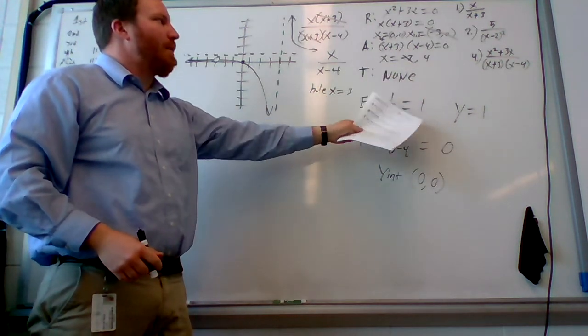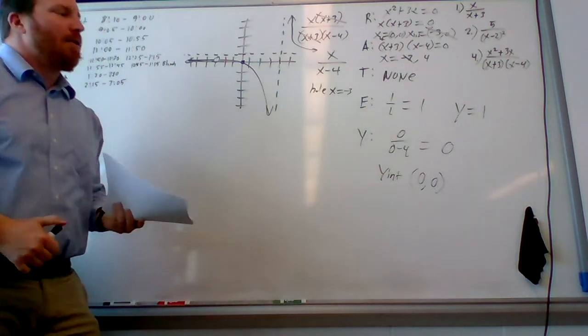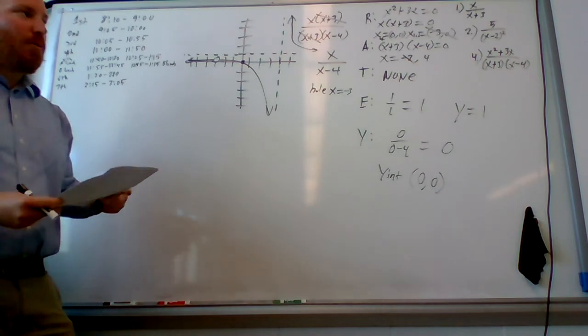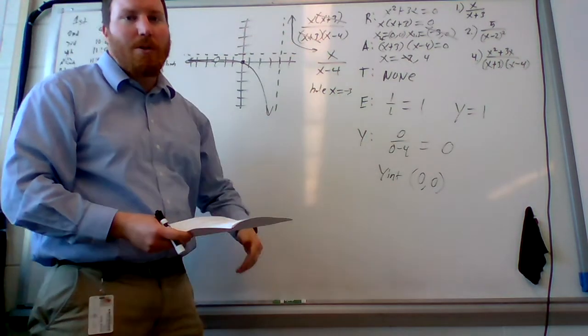And whenever we have those asymptotes and x-intercepts with the same value, they cancel each other out. That's how we do it on our rational functions.